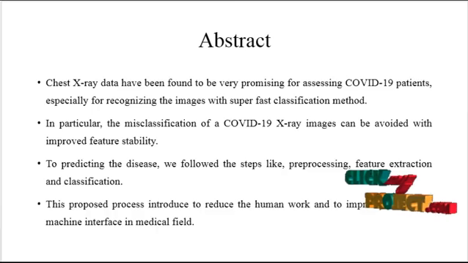Chest X-ray data have been found to be very promising for assessing COVID-19 patients, especially for recognizing the images with a superfast classification method. In particular, misclassification of COVID-19 X-ray images can be avoided with improved feature stability. To predict the disease, we follow the steps of preprocessing, feature extraction and classification. Based on these three major steps, we follow the process. This process is introduced to reduce human work and to improve the human-machine interface in the medical field. Hence, the process is most reliable, with achievable performance.